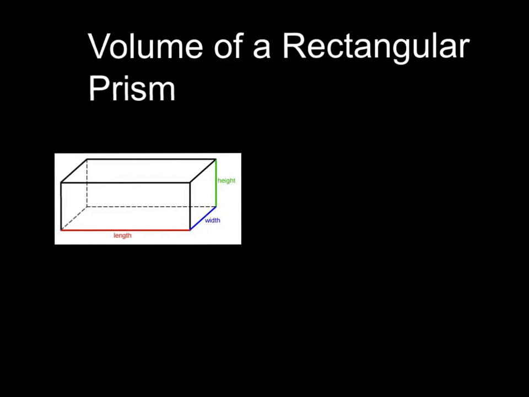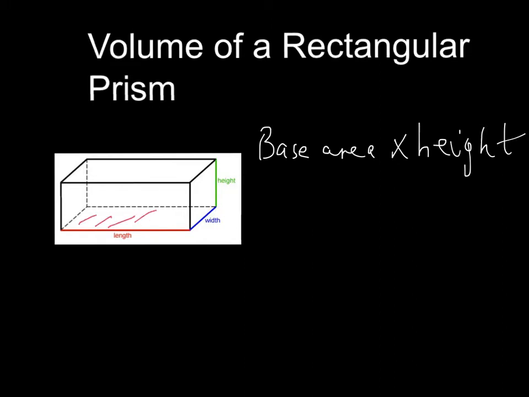The volume of any prism is calculated by the base area times by the height. So if we look at a rectangular prism, the base area is this bit, which is found by the length times by the width, and then multiply by the height.